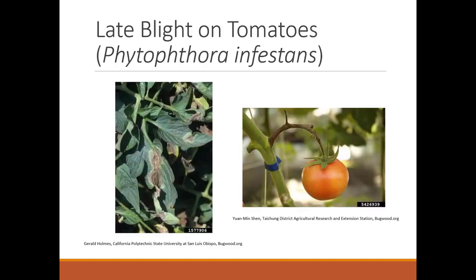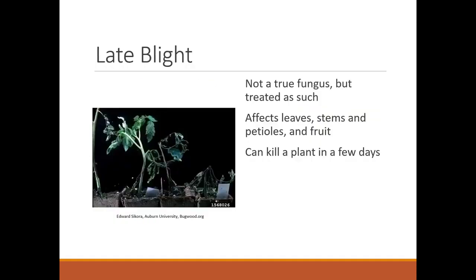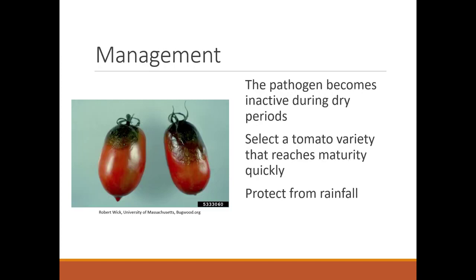and here's late blight on tomatoes. This is the same disease that killed the potatoes in Ireland, that caused the potato famine. So it's not a true fungus, but it's treated as such. It affects the leaves, stems, and petioles and fruit, and it can kill a plant within a few days. So during dry periods, it's not doing anything, but it's still there. It's just kind of inactive. And then once it's wet, of course, it'll reinfect.